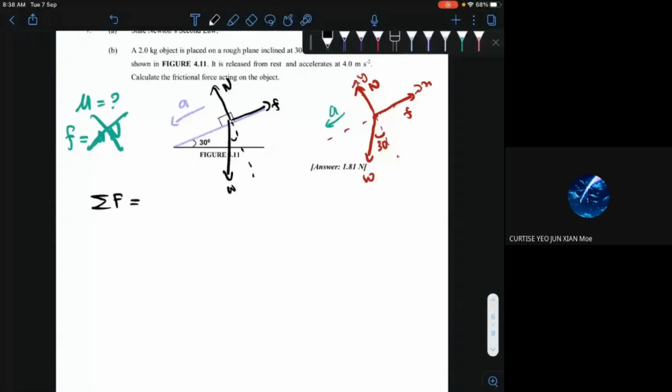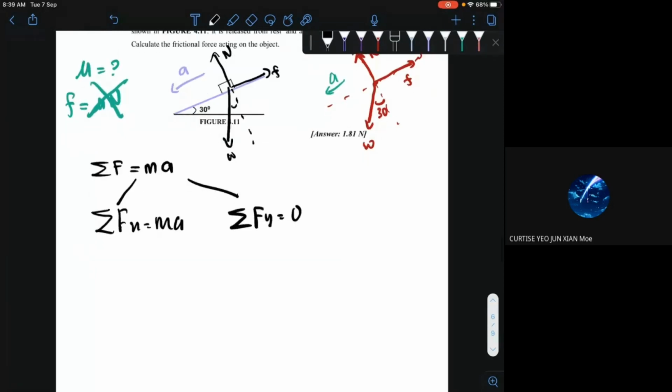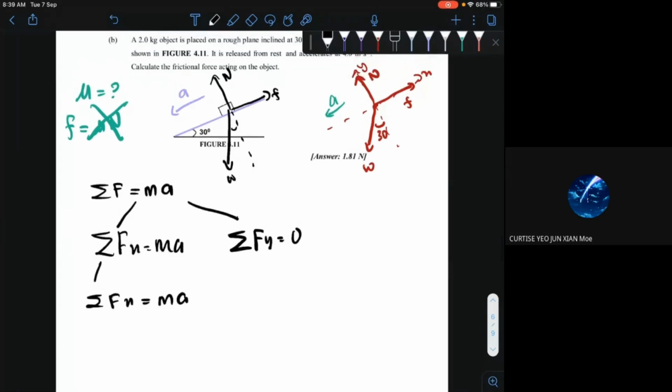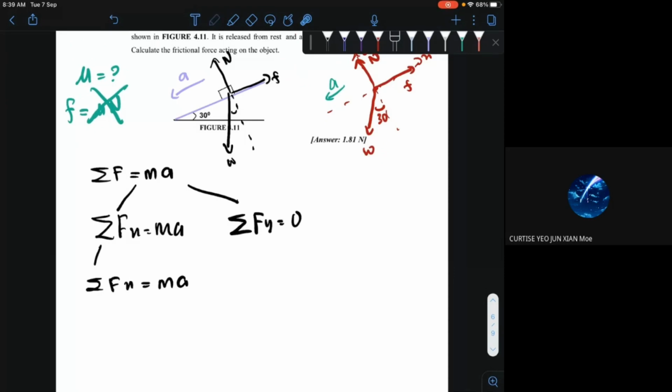So summation F must equal MA. Since your object is moving along the X component, summation Fx equals MA. Our object does not move up and down, no. It just slides. Therefore, Fy equals zero. The friction is along X, so we will use this one. Summation Fx equals MA. Along the X component, we have two forces, which are friction itself and also Wx. By now, you should be able to see, because W sits in between. So you will have positive friction plus negative Wx equal to mass times negative acceleration. Okay, why is it negative here? Why?